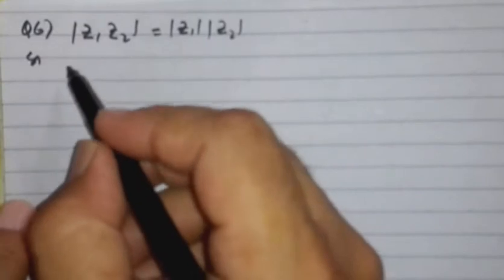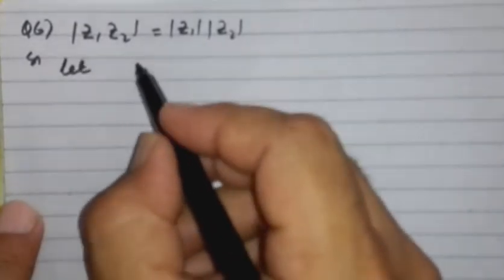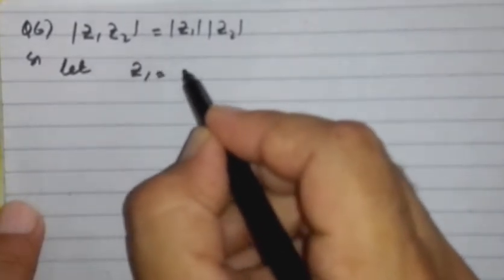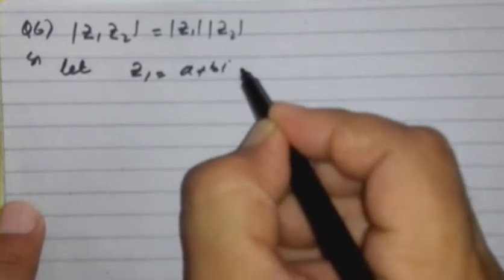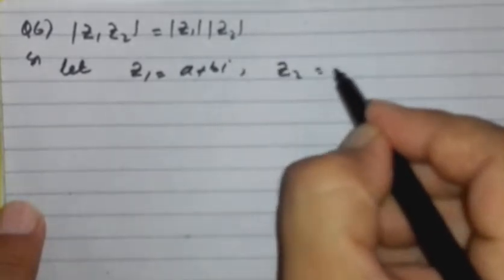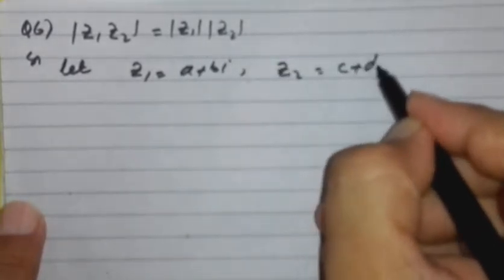Bismillahirrahmanirrahim. Show that for all complex numbers z1, z2, the modulus of the product equals z1 modulus into z2 modulus. For this, let z1 equals a plus b iota and z2 equals c plus d iota.